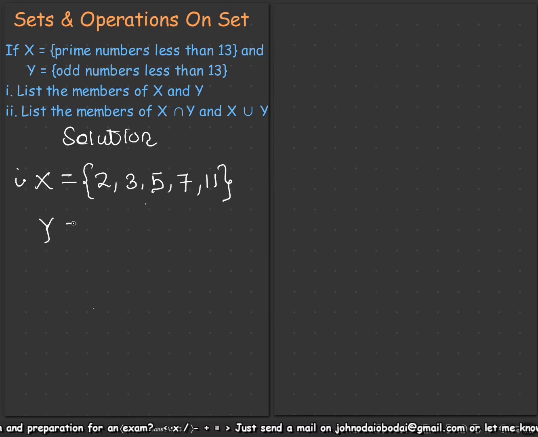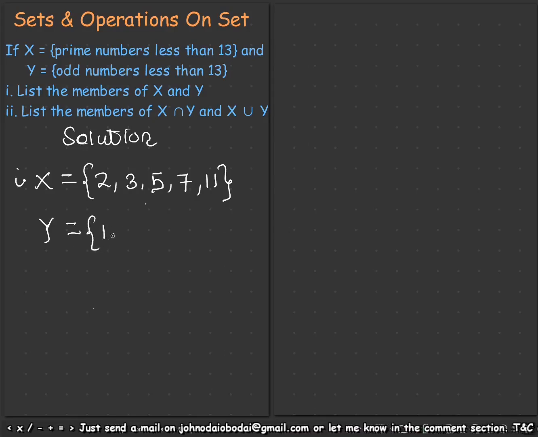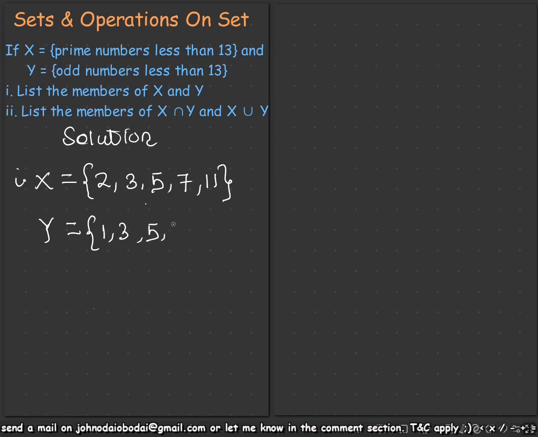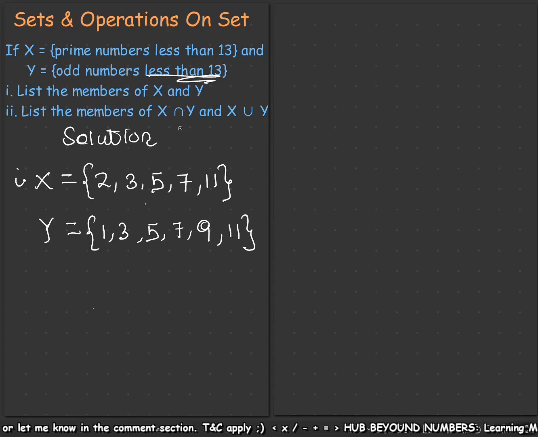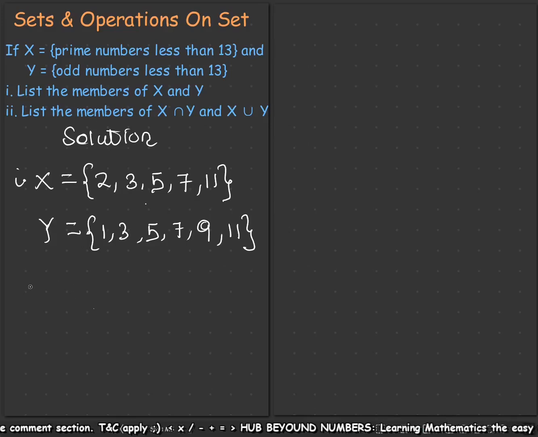Then we come to y. So y says what? Odd numbers less than 13. And for our odd numbers, we start with what? The 1. Then we have 3, 5, 7, 9, and then 11. 13 is also an odd number, but because it says less than 13, we don't include the 13. So that answers the first part of the question.